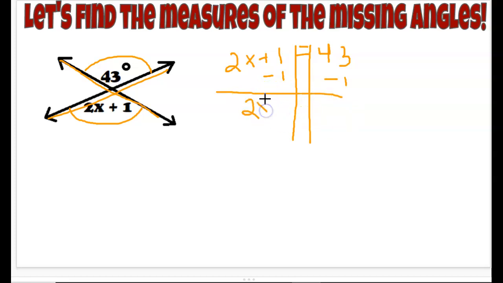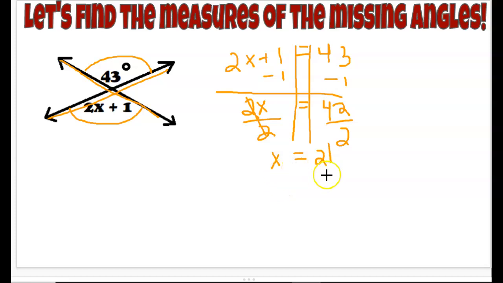Now I have two x's. I always bring my equal sign down. I know you guys like to forget that. And 43 minus 1 is 42. Okay. Now, what do I need to do to get x alone? I need to divide by 2. And whatever I do to the left side, I have to do to the right side. So I have x equals 21.